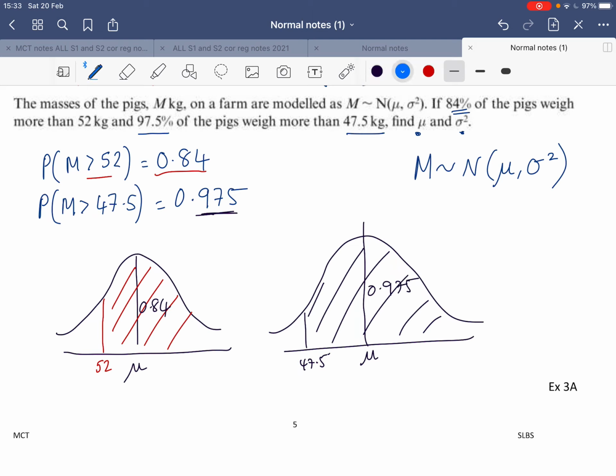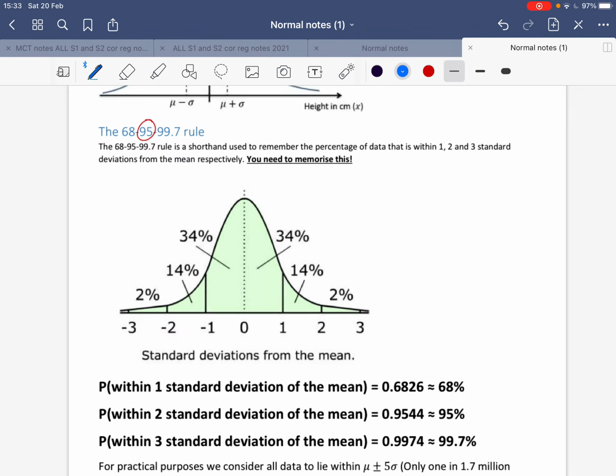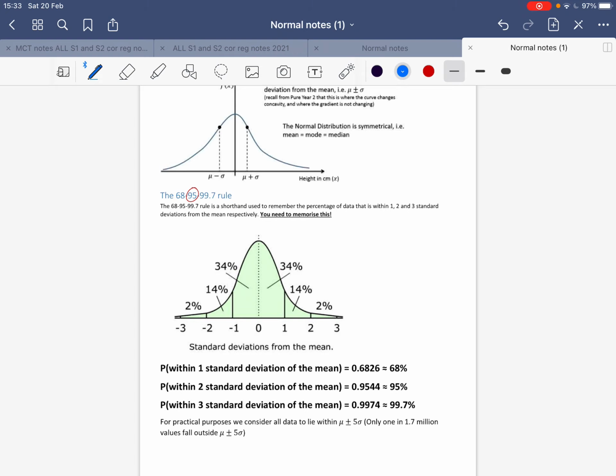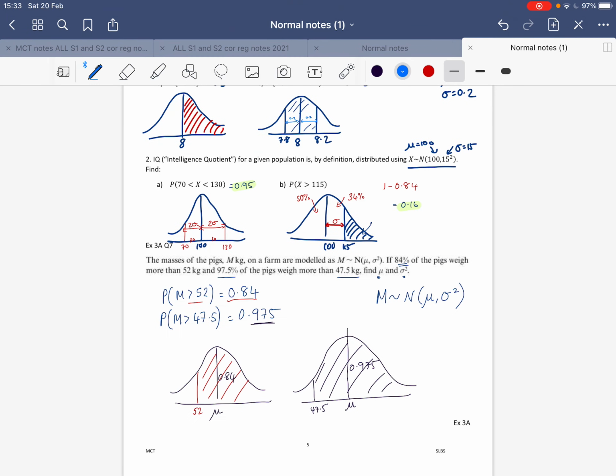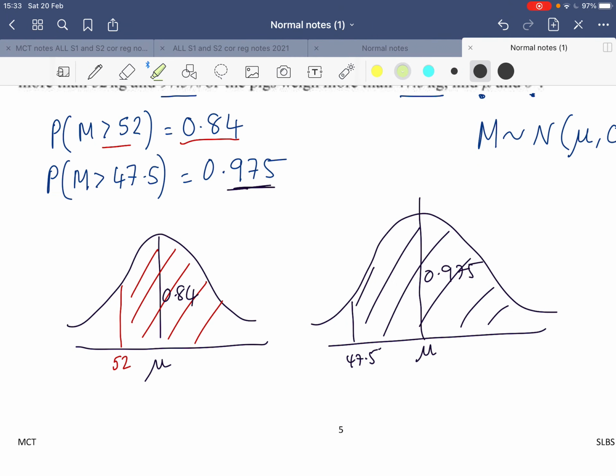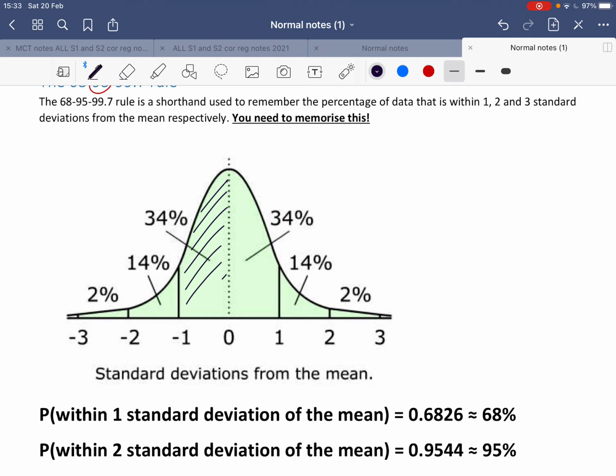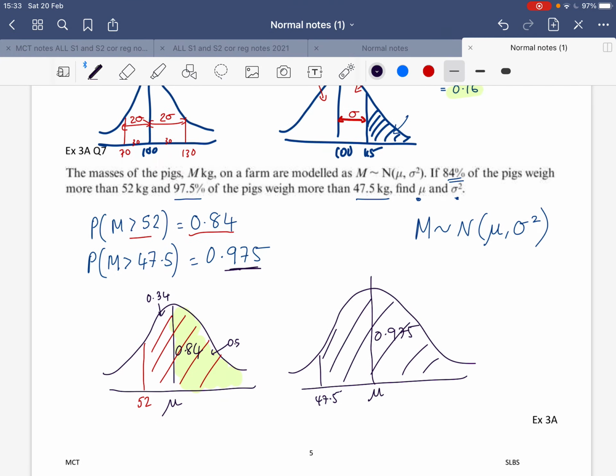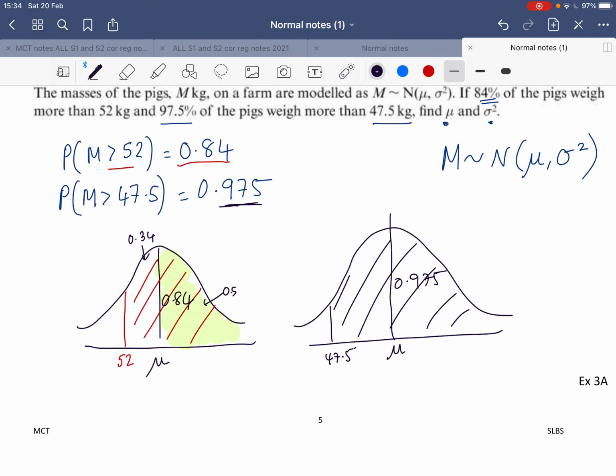So let's just check about those two special numbers, 0.975 and 0.84. Well, that bit there is going to be 0.5. So in here, we're going to have 0.34. So if that bit's 34%, that's the same as this bit here, which means that it's 1 standard deviation below the mean. Right, 1 standard deviation below the mean. So mu, take away 1 standard deviation, must be equal to 52. So that's what we can get from this diagram here.